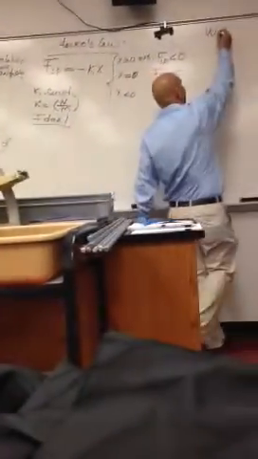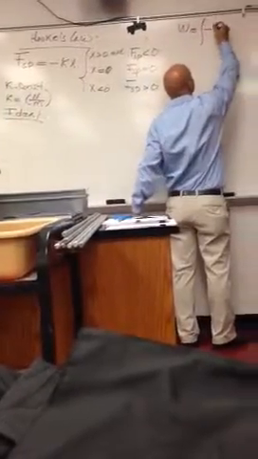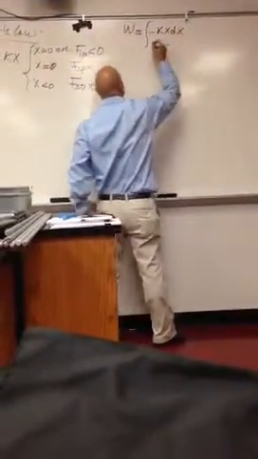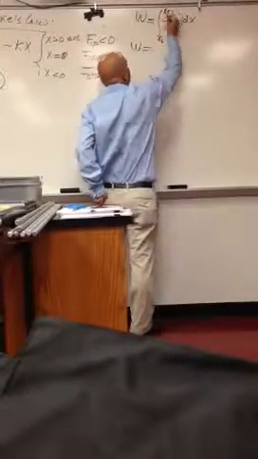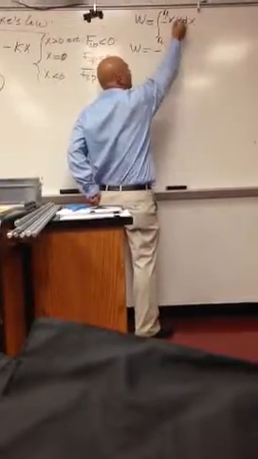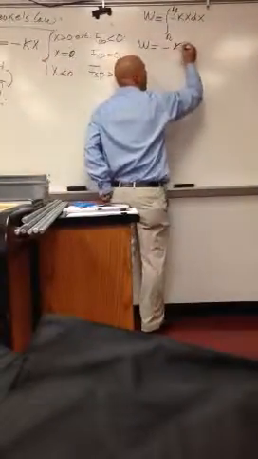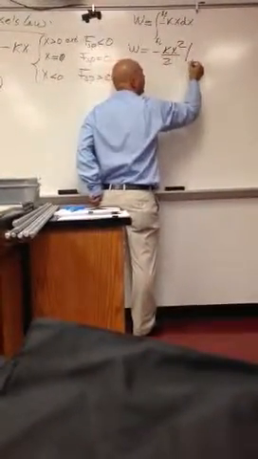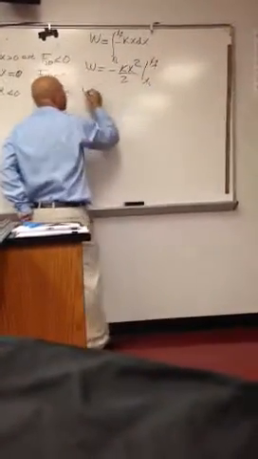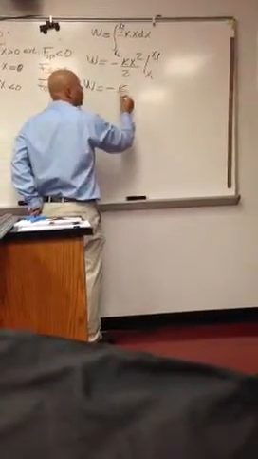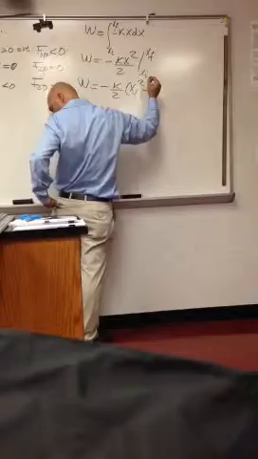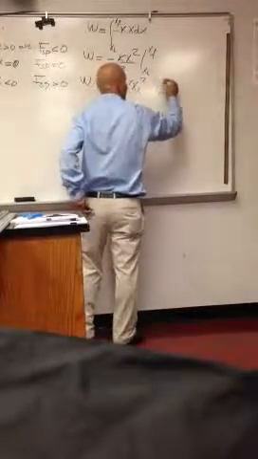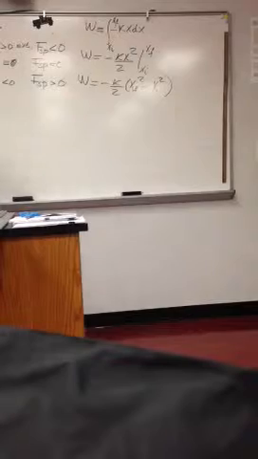So it will be the integral of negative kx dx. What will be the work, from x initial to x final? What will be the work, negative? What is the integral of kx? K is a constant. Negative kx squared over 2, from x initial to x final. So the work will be negative k over 2 times x final squared minus x initial squared. Is that right? That's the integral?